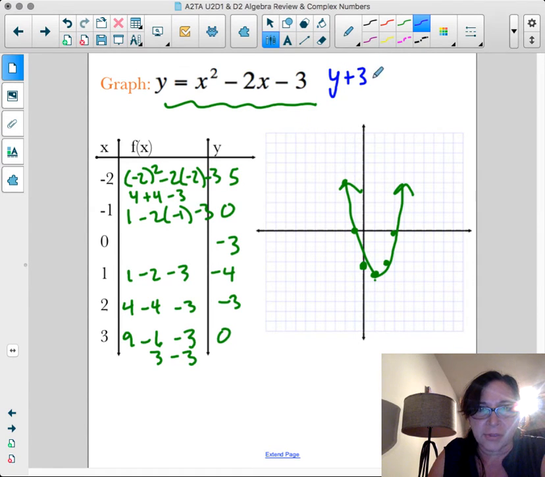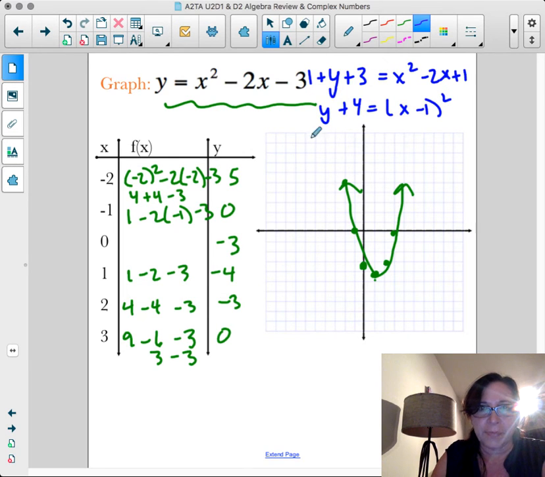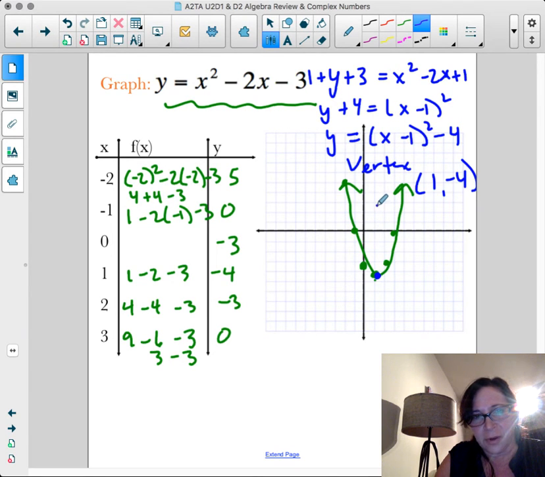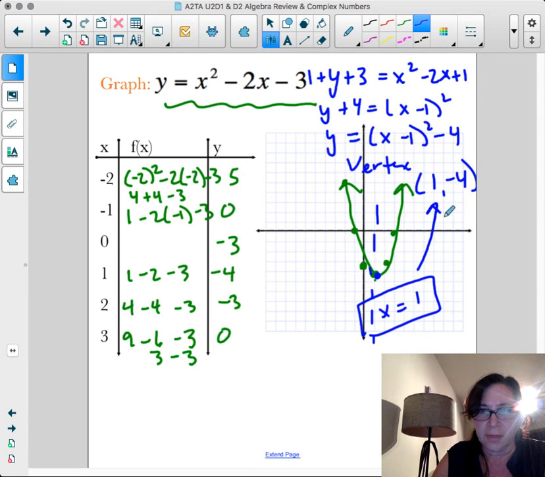So I can make that y plus 3 equals x squared minus 2x. I could take half of 2, is 1. 1 squared is 1. Add that to both sides. Y plus 4 equals x minus 1 squared. Rewriting that, I get y equals x minus 1 quantity squared minus 4. So my vertex would be 1, negative 4, which is this value right here. And you can keep in mind that those values are usually the turning point. So what we have for my line of symmetry, axis of symmetry, is x equals 1. Again, that comes from that value right there.